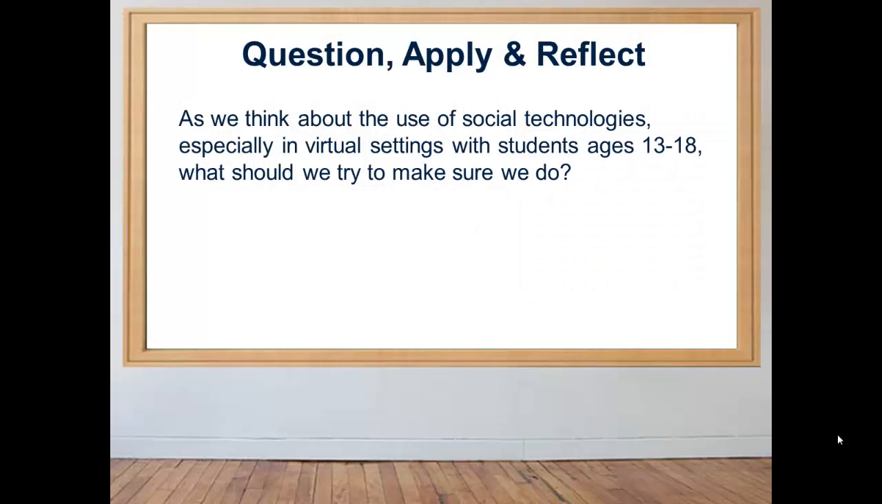So with that, one last question to think about. As we're thinking about using these social technologies, particularly in virtual settings where students are 13 to 18, because we know that's where many of these technologies can be used, what should we make sure we're trying to do? How do we want to use those technologies most effectively?